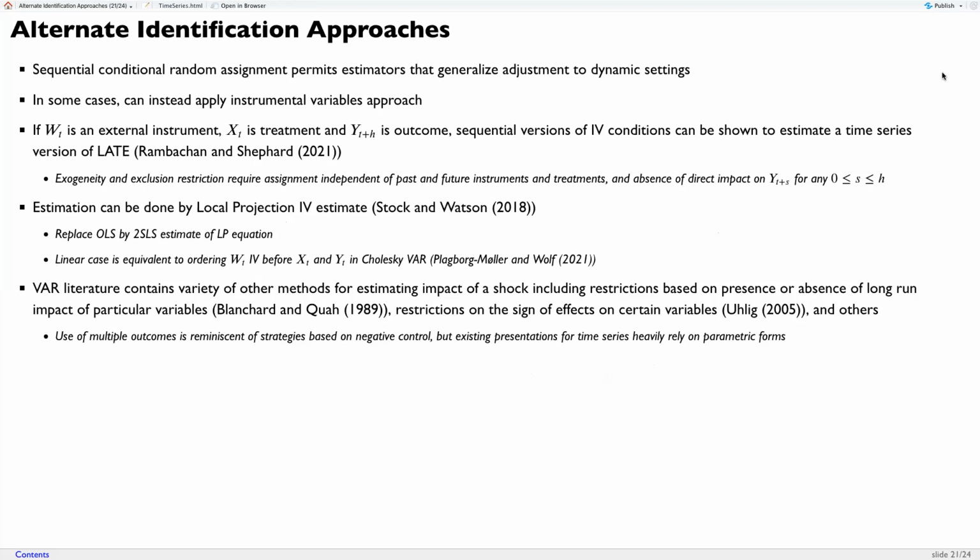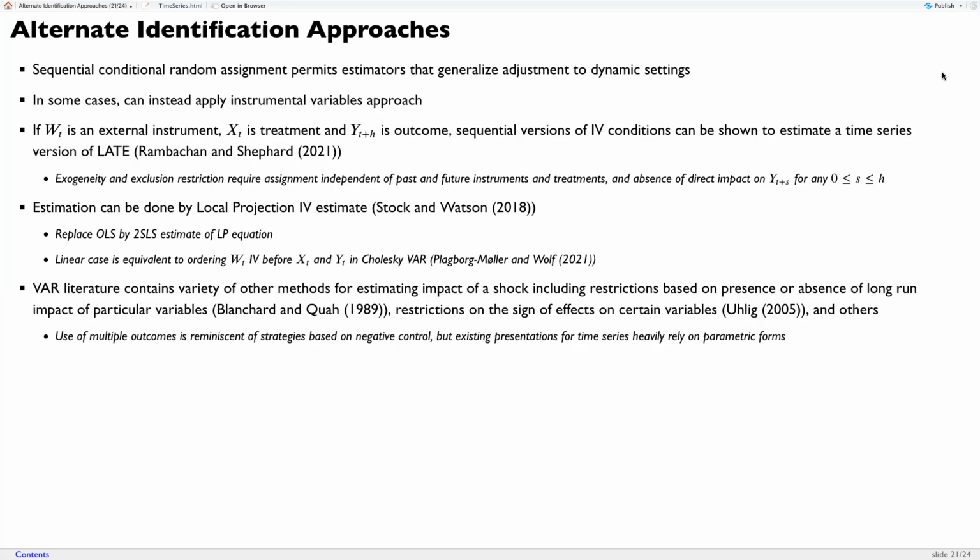Very briefly, other things that you can do: IV in time series. You include an external instrument, W_t. X_t is the treatment, Y is the outcome. Impose the standard IV conditions: exogeneity, exclusion restriction, relevance, monotonicity. You can get a LATE. You can even estimate it by replacing OLS with IV. You get local projection IV. And it turns out that that's actually equivalent to just including W as the causally first variable in the Cholesky ordering, at least in the asymptotic sense.